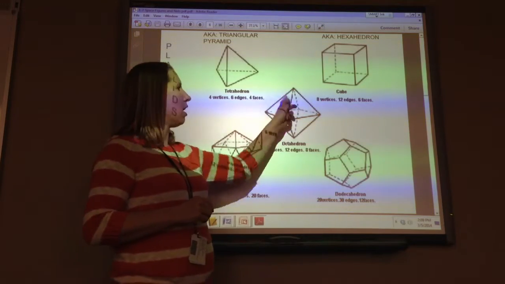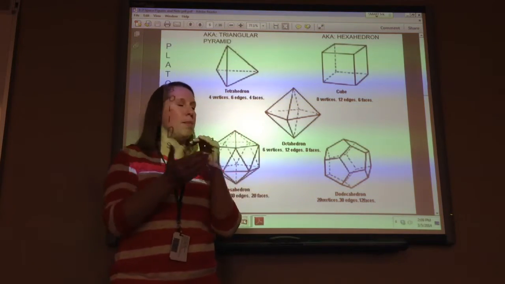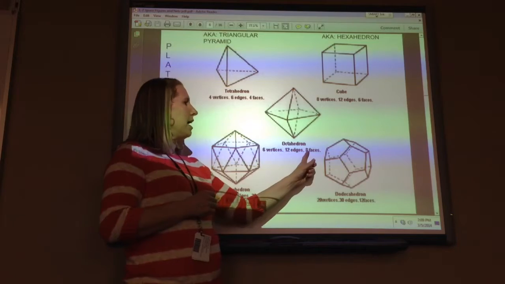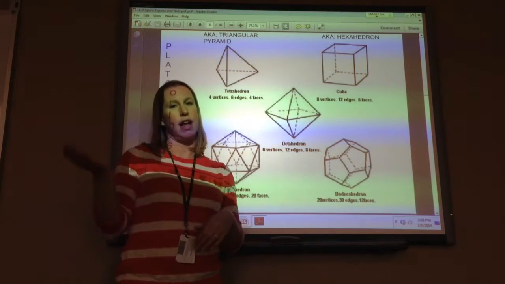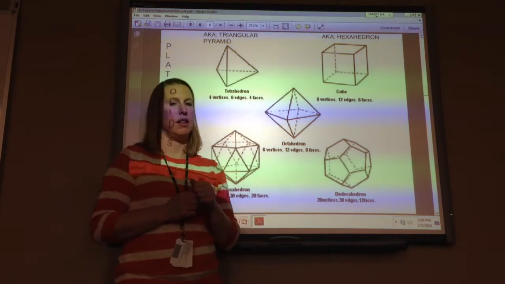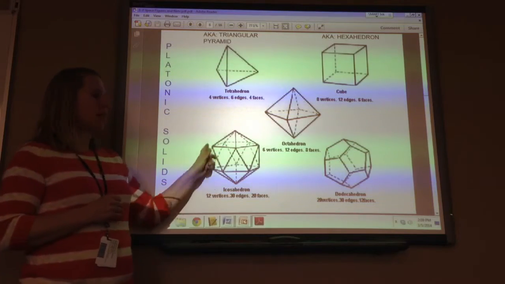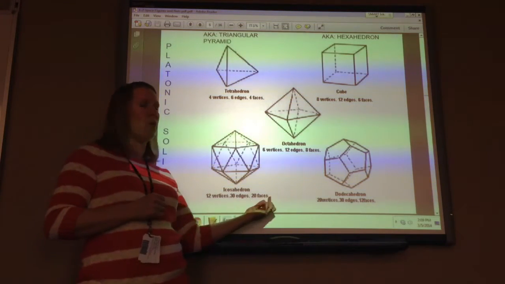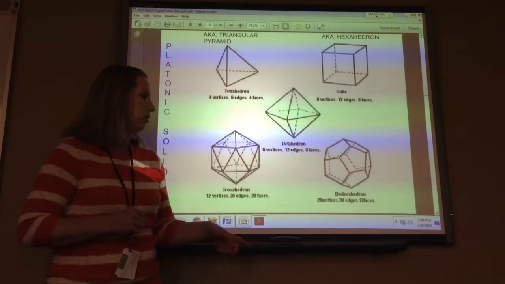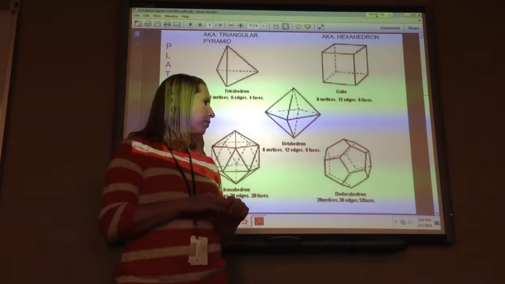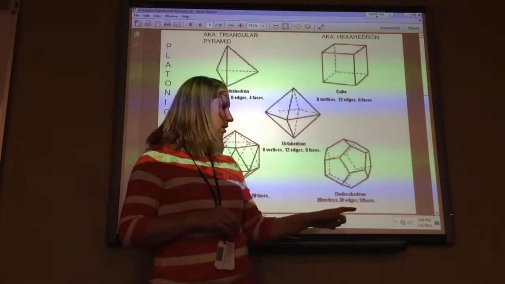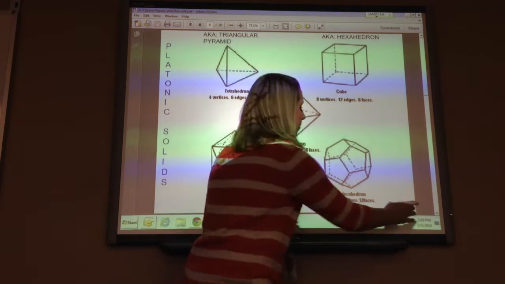We also have an octahedron. It's made up of 8 triangles, octagon, 8 sides, so 8 triangles, and there are 8 faces. There's an icosahedron, which is 20 faces, and they're all triangles. And then the dodecahedron, all the faces are pentagons, and there are 12 faces.